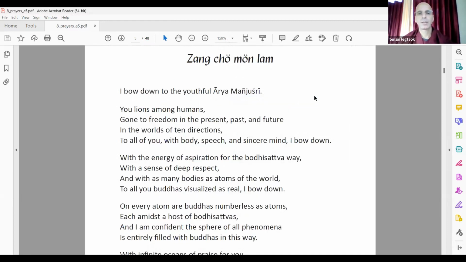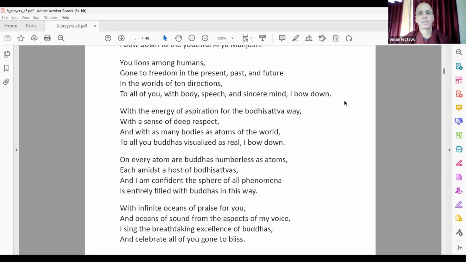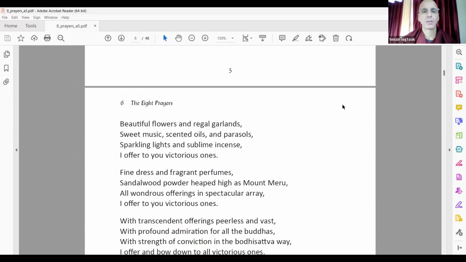I bow down to the youthful Arya Manjushri, you lions amongst humans, gone to freedom in the present, past, and future, in the worlds of 10 directions. To all of you with body, speech, and sincere mind, I bow down. With the energy of aspiration for the Bodhisattva way, with a sense of deep respect, with as many bodies as atoms of the world, to all you Buddhas visualized as real, I bow down. On every atom are Buddhas numberless as atoms, each amidst a host of Bodhisattvas, and I am confident the sphere of all phenomena is entirely filled with Buddhas in this way. With infinite oceans of praise for you and oceans of sound from the aspects of my voice, I sing the breathtaking excellence of Buddhas and celebrate all of you gone to bliss.